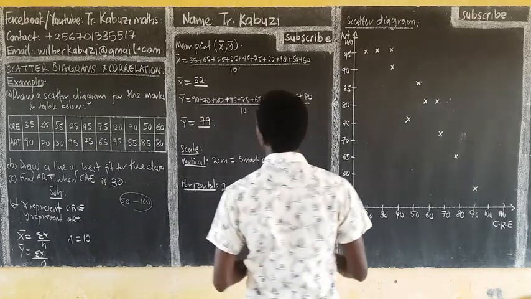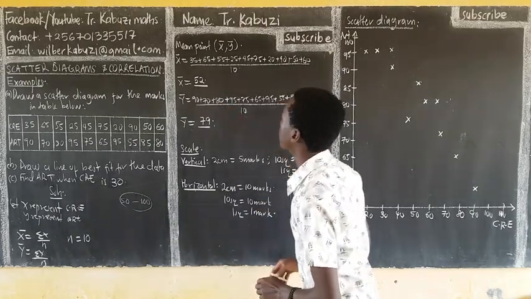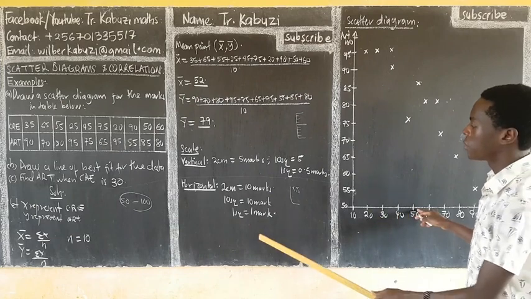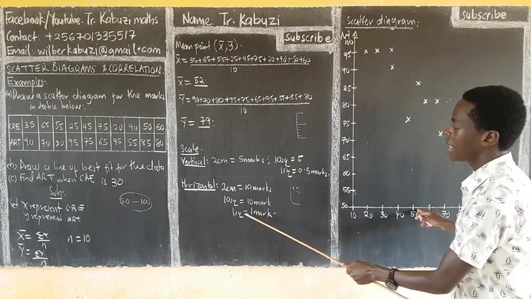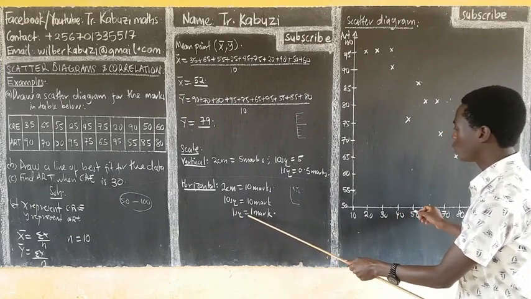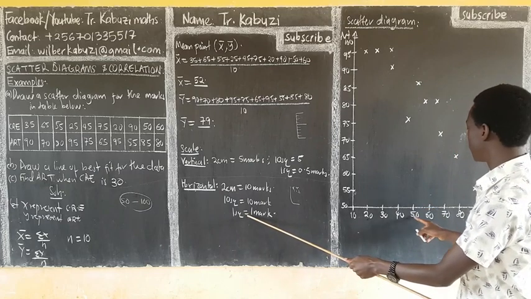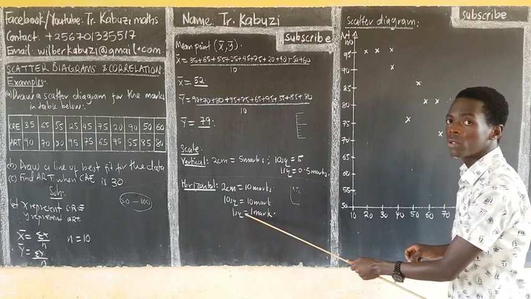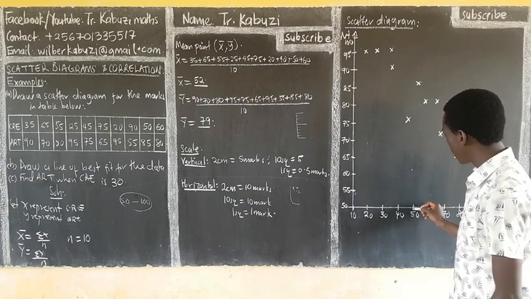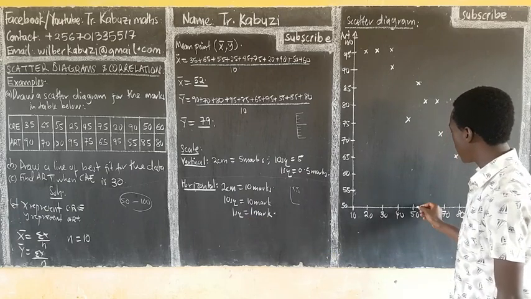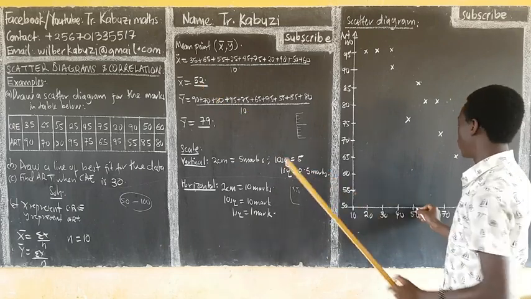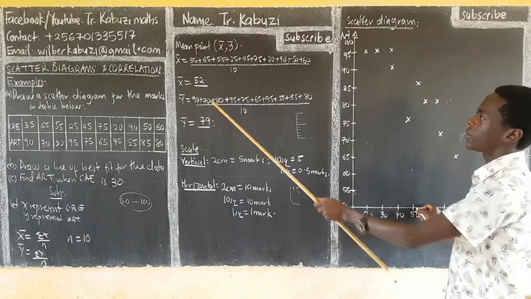So now, you see, I made 52. So I have here 50. I'm using my scale on the horizontal. It means that every small square is representing 1. So if this is 50, I need to add 2. So I'm going to count 2 small squares. This is 1, then this is 2. So this is where my 52 will be. I'm starting with the X bar, the one on the CRP. That's why I'm having 52.